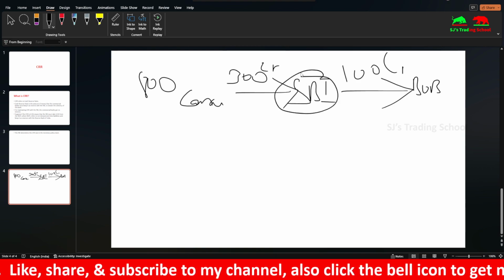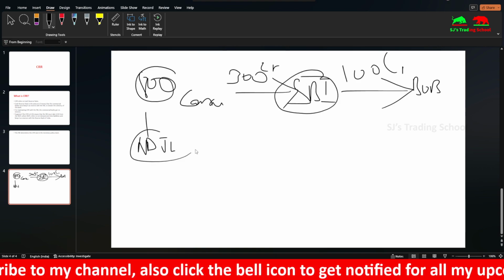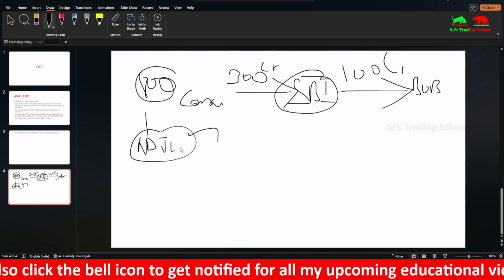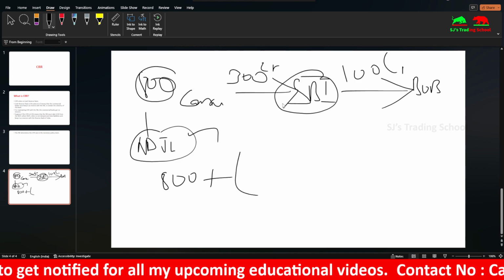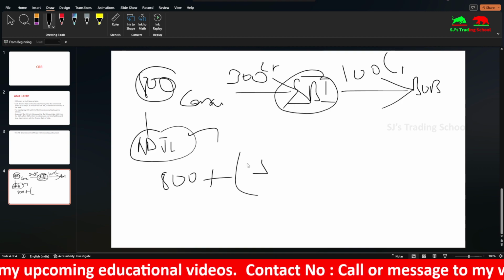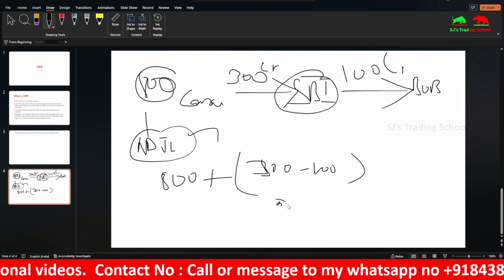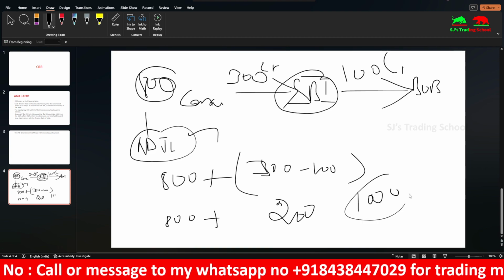So take it that this is the SBI's NDTL. Suppose the SBI has 800 crores, and we are calculating only the liabilities. So we have to add the liabilities and subtract the assets. 100 is an asset for the SBI and 300 is a liability for the SBI. So 300 minus 100 is 200. So 800 plus 200, this 1000 is the NDTL.